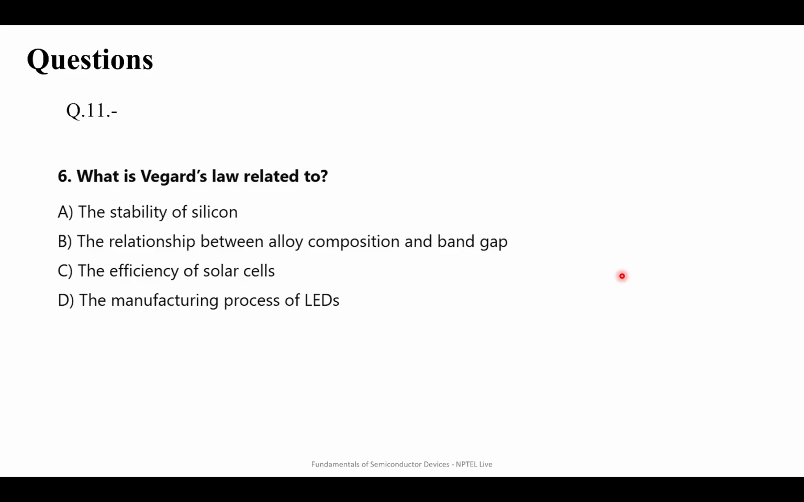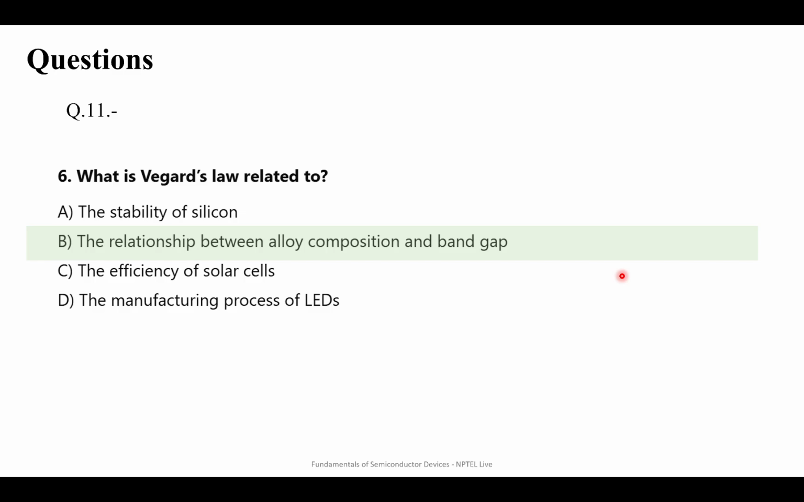What is Vegard's law related to? The stability of silicon, the relation between alloy composition and band gap, the efficiency of solar cells, the manufacturing process of LEDs. The relationship between alloy composition and band gap. That is correct. Vegard's law relates alloy composition and band gap.